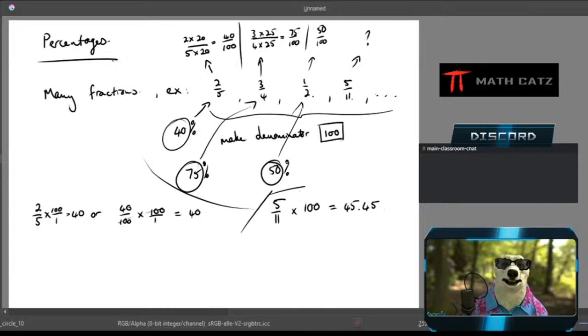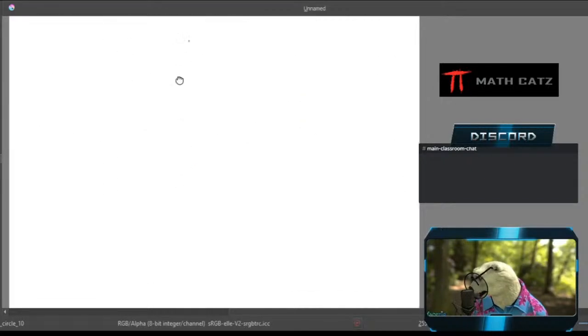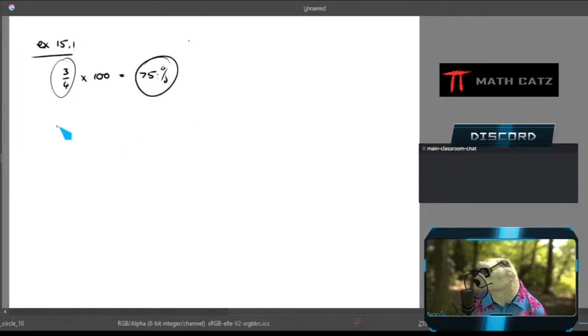Now, I lost it. There it is. Okay. Just to be official, exercise 15.1, just warm-up exercises. 3/4 times 100. I know that's 75. So 3/4, 75%, same thing.